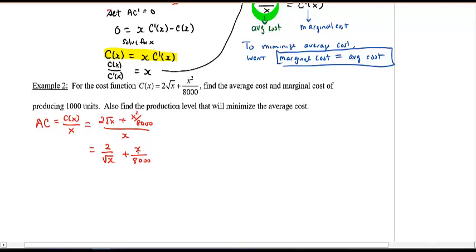Then I can quickly figure out the actual average cost at 1,000 units by plugging in 1,000. I wish the number was 100, but oh well, it is what it is. And I'll do the calculation. I got about 19 cents per unit. Okay, so that's the average cost.